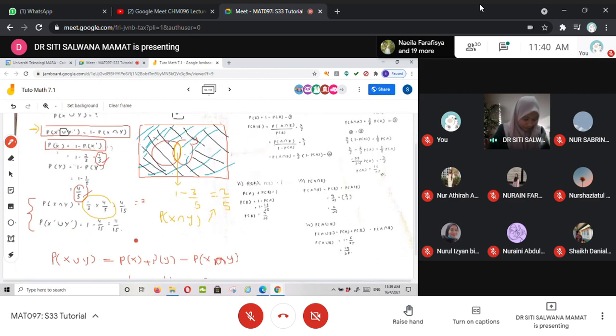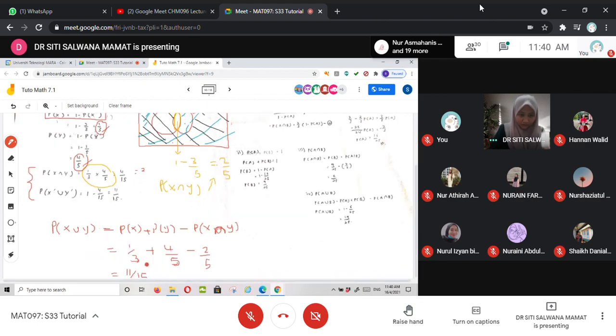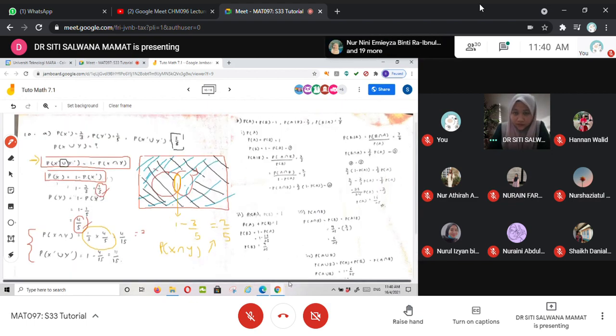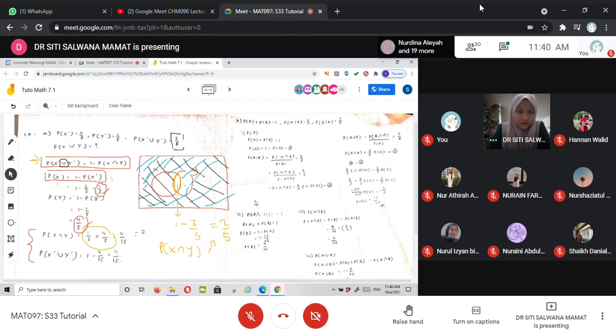Okay, boleh ya? Diorang sama, dapat tak semua? Yang ni boleh. 2/5. Okay, yang ni you akan dapat this part lah, 11/15. Guna additional rule untuk set. Okay, so this is yang A. Untuk B pula, okay, so yang ni macam mana nak besarkan dia?